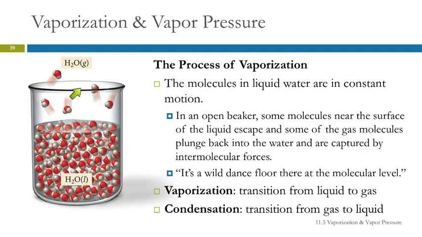So those are escaping. Now, in the gas state, kinetic molecular theory tells us these molecules are going to move in a straight line until they run into something. With this beaker being open, most of them are probably going to leave. They're just going to go off into space and be gone. But some of them may come back and collide with the surface of the water, and then they get trapped again. So vaporization is going from the liquid to the gas state. Condensation is when a gas molecule gets trapped into the liquid again.